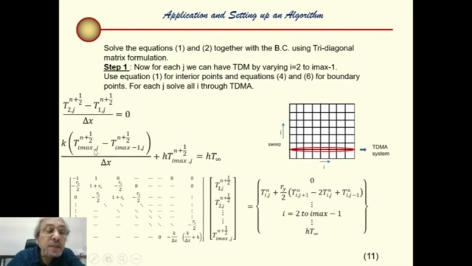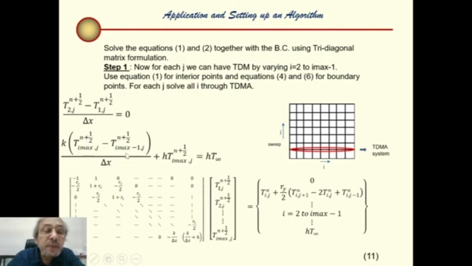T I max j n plus half k by delta t, this term will be associated with this, and since this is I max j, this is also I max j. So here you can see T I max j, this term has a coefficient k by delta x, here it has a coefficient h. So k by delta x plus h will be the last element, multiplied by T I max j n plus half.